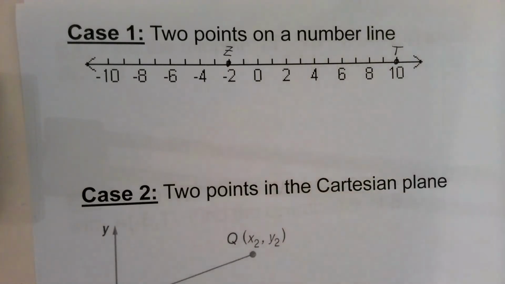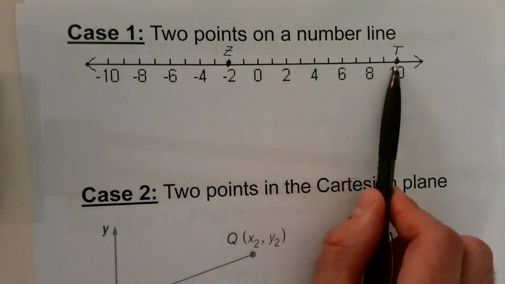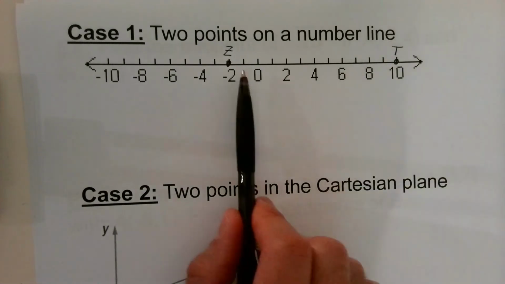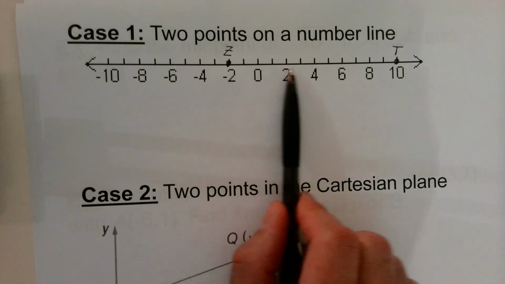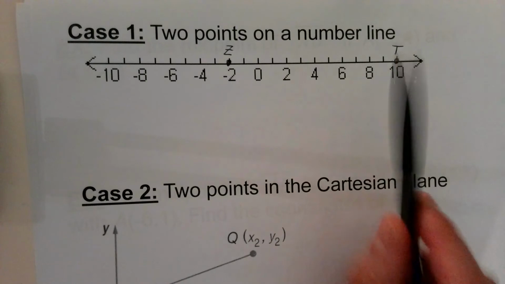Okay, so let's think about that. We need to find a point exactly the same distance from Z as it is to T. So a couple different ways you can do that. One way students like to do is they like to count all the spaces and see how long ZT is. That could work. I can count from minus 2 all the way to 10. If I do that, that'll give me 12. And the midpoint should be exactly halfway between. So 12 over 2 is 6.